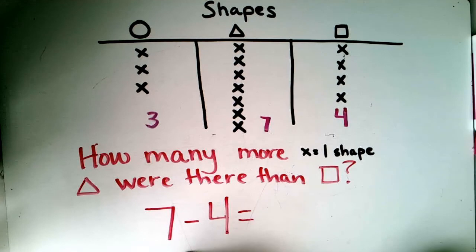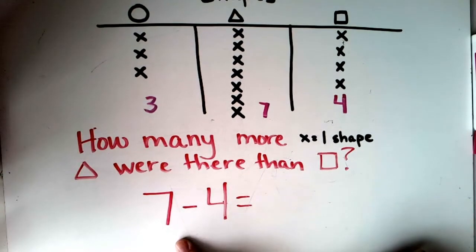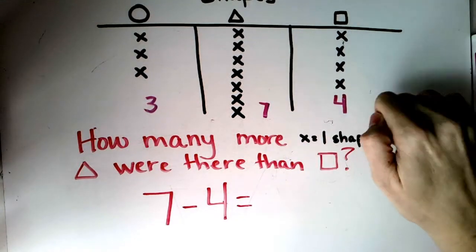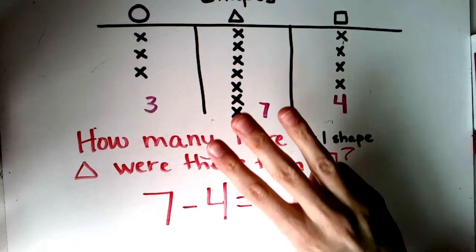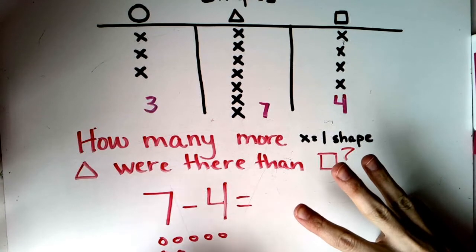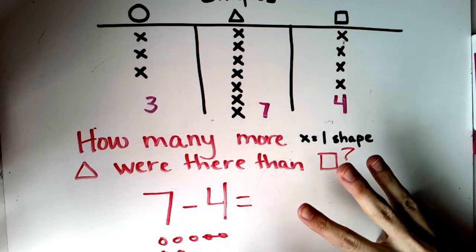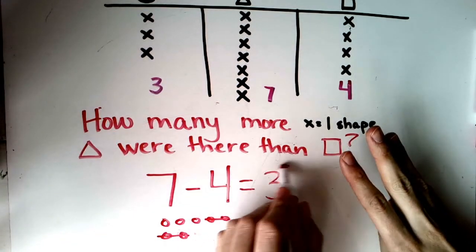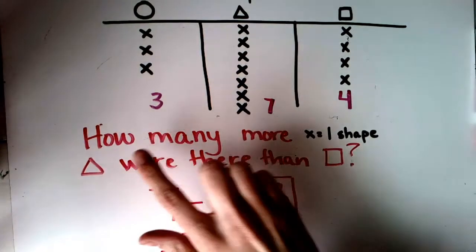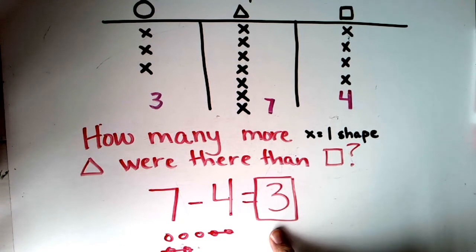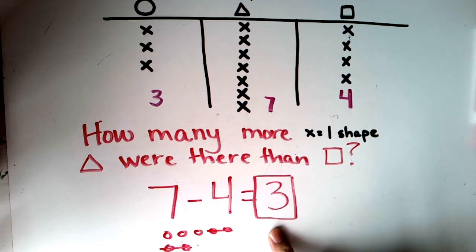You could draw a picture here. You could say, ooh, they're kind of close. I could count on. I could go, okay, the difference between 4 to get to 7. 4, 5, 6, 7. Ooh, so that says 3. What if I drew a picture? Would it be the same answer? 7 take away 4 leaves me 1, 2, 3. Yes. So the answer to how many more triangles were there than squares would give us 3. We can use subtraction to help us figure out the difference, okay?